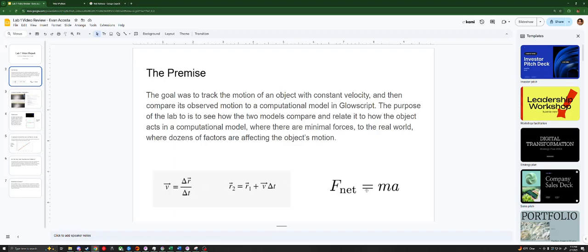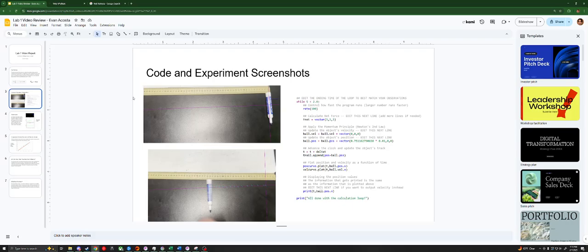So I have these two equations which form the backbone of the lab. F net equals ma, which can be broken down into momentum, the kinematic equation, and all of that. And then velocity, which is the rate of position over time, and the position update formula, which we have been using a lot lately. I will explain these more in depth and relate them to the lab as I go forward. So I'm also going to show you some of the experiment and the code screenshots.